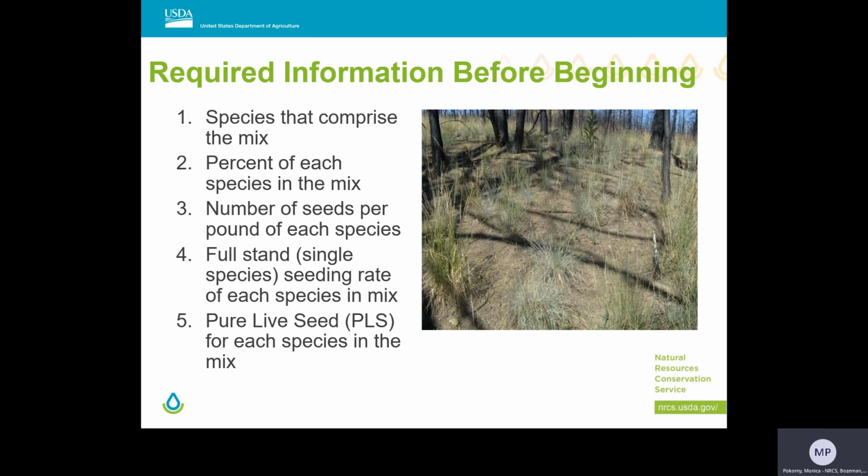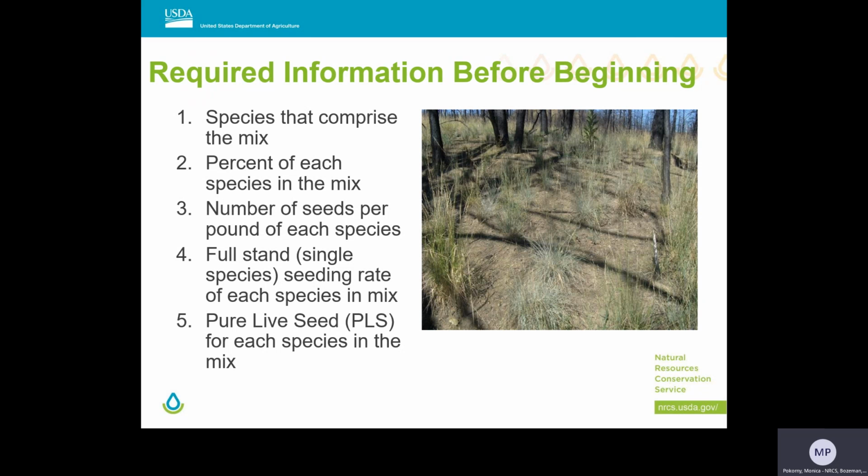Next, we need to know the percent of each species in the mix. That's based on the function of the species in the mix, their compatibility with other species in the mix, and the target number of pure live seeds per desired unit area. The percent of each species to use is not a hard and fast rule. There are numerous permutations of relative percentages that will result in a successful conservation planting. The goal is really to optimize establishment success, maximize a conservation benefit, and to do it in a timely and cost-effective manner.